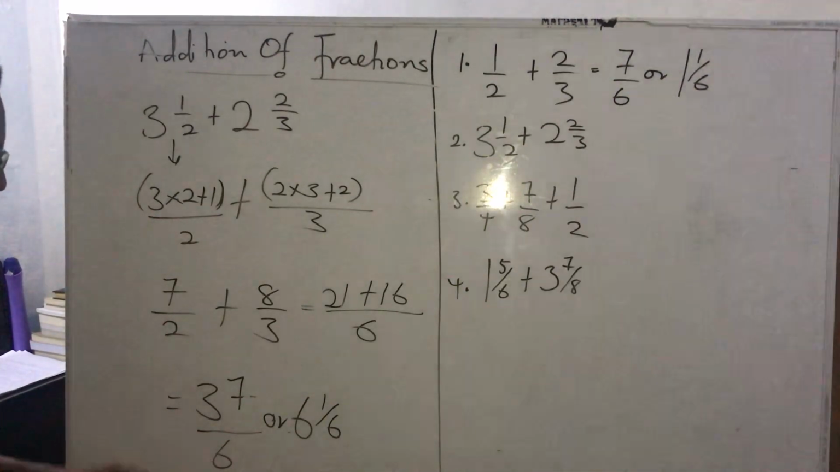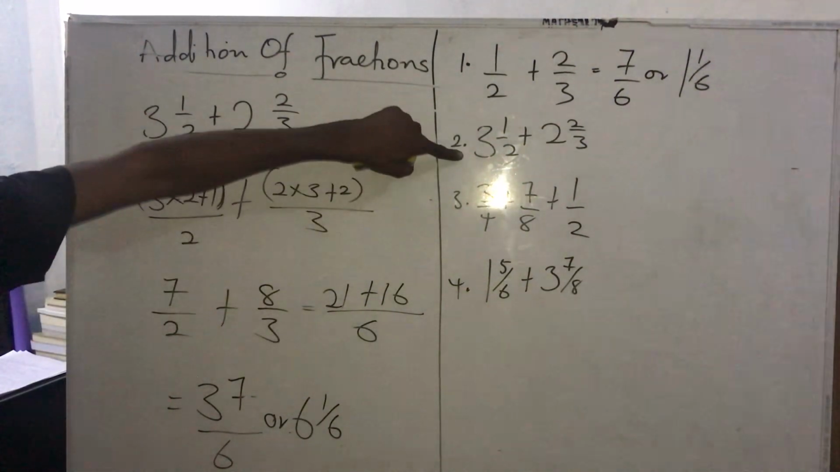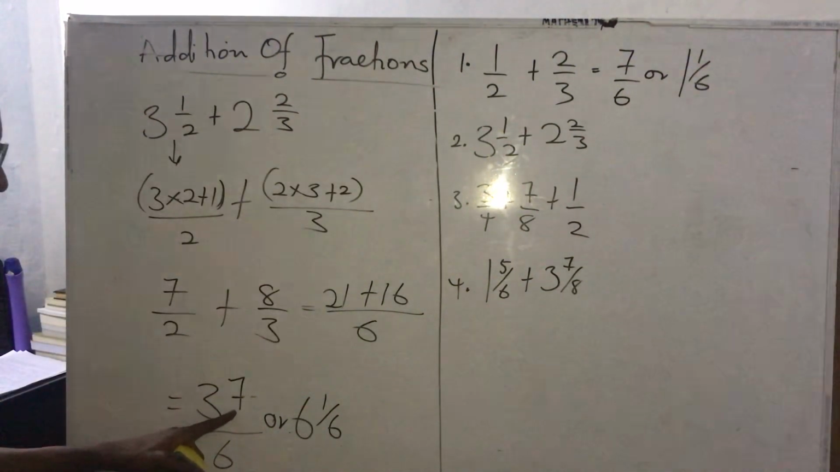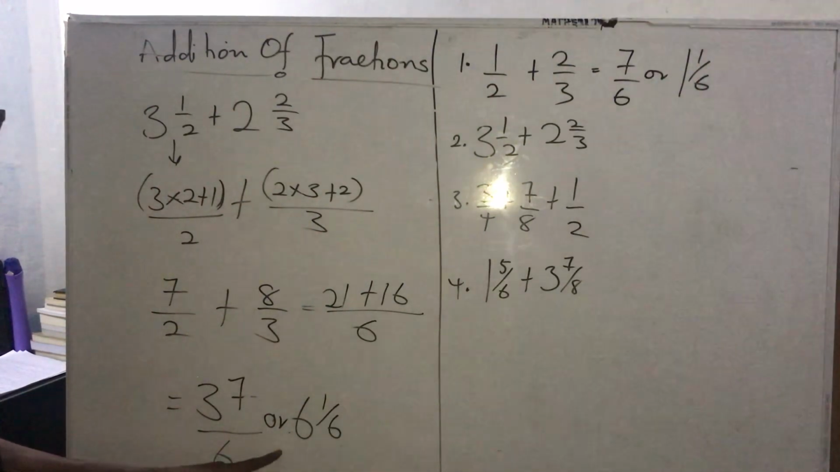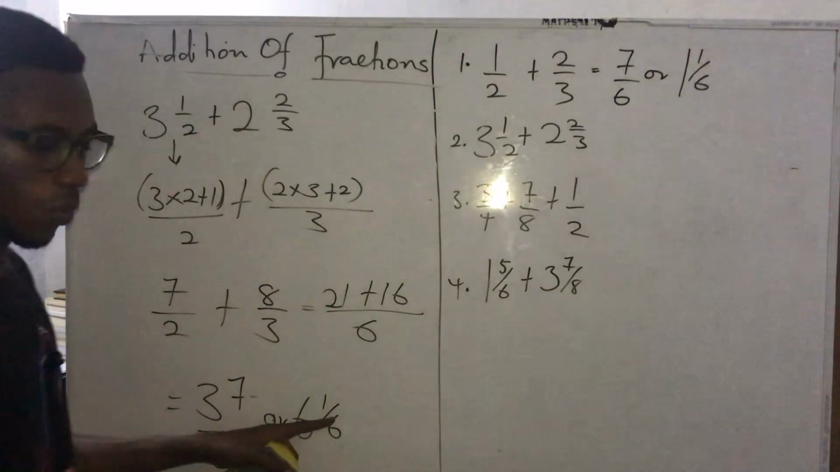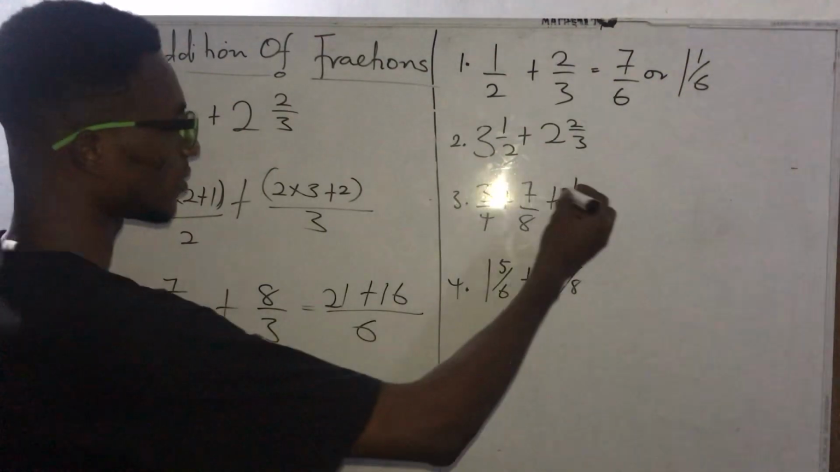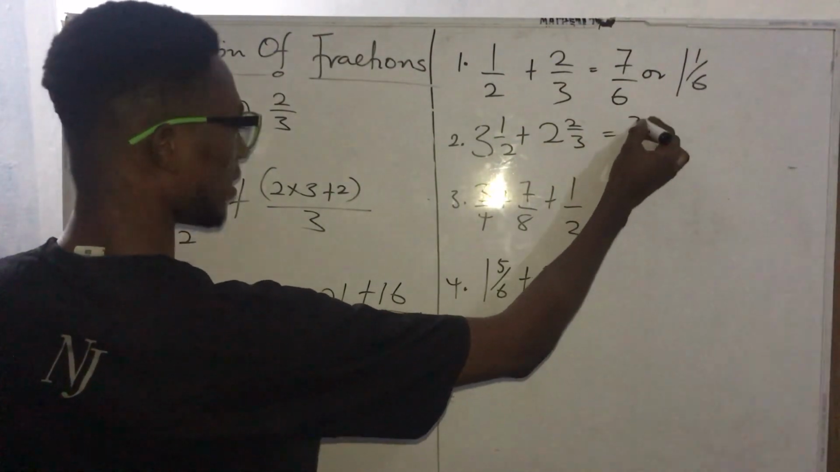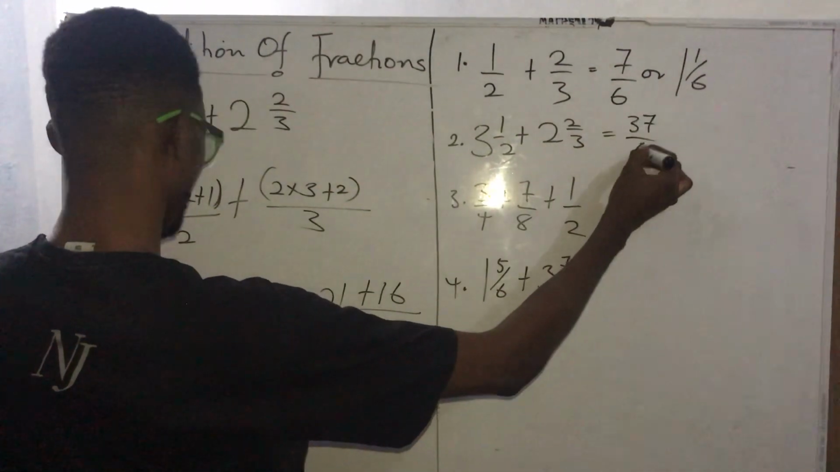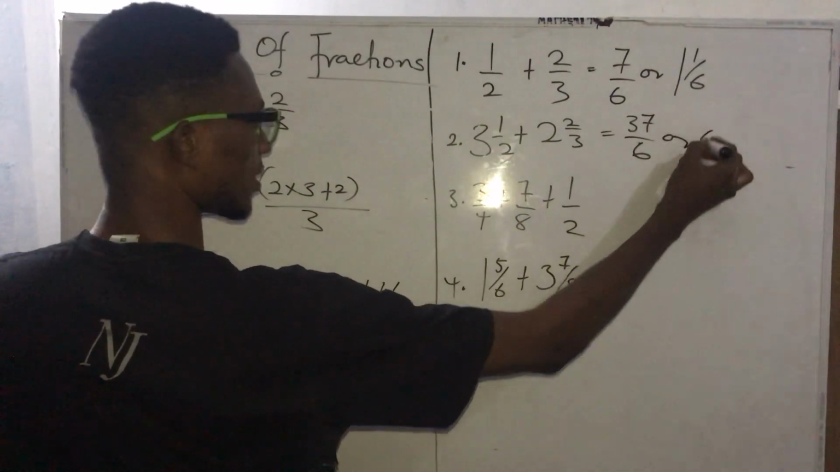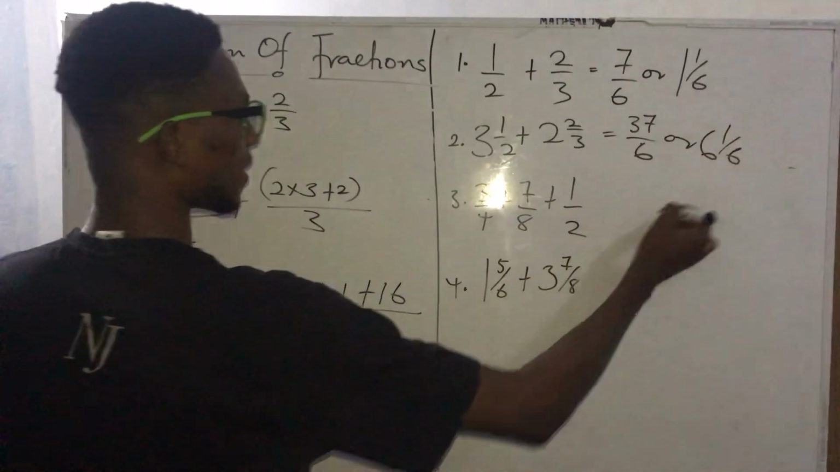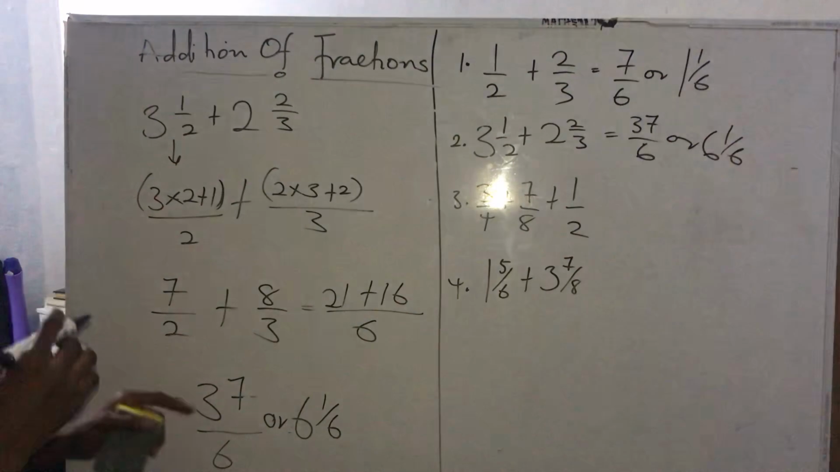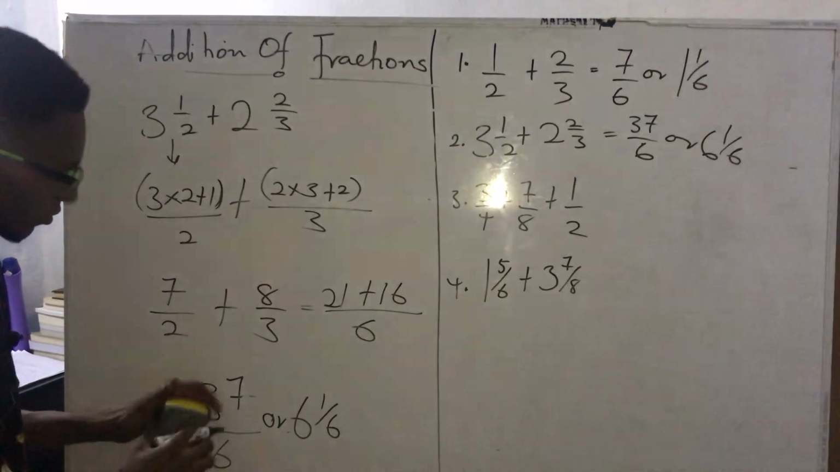So for this very question, the answer is 37 over 6 or 6 whole number 1 over 6. So we have it here. It's the same as 37 over 6 or 6 whole number 1 over 6. So we are done with this one too.